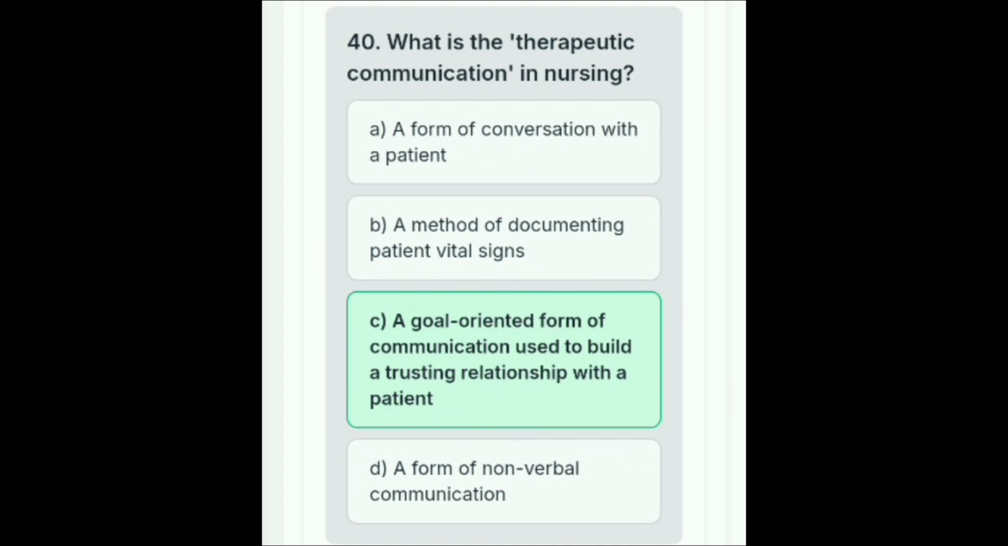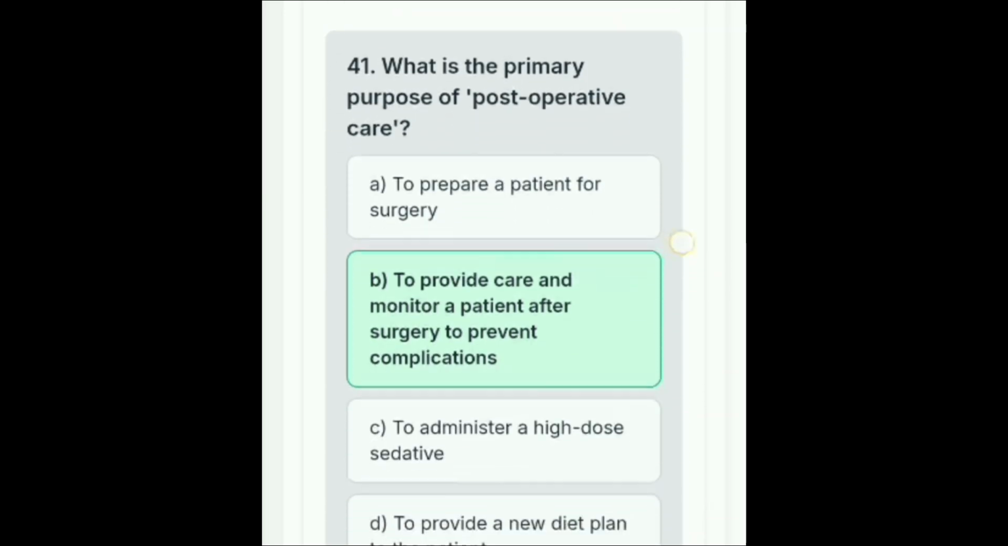40. What is therapeutic communication in nursing? Option A, a form of conversation with the patient. Option B, a method of documenting patient vital signs. Option C, a goal-oriented form of communication used to build a trusting relationship with the patient. Option D, a form of non-verbal communication. So C is correct.